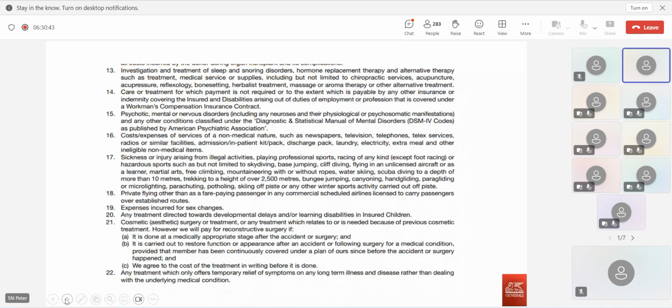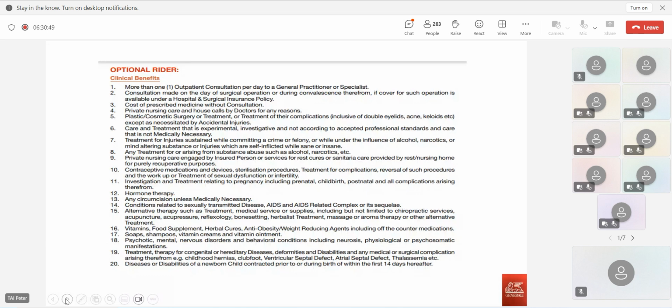Okay, again, exclusion, continue. Under the optional rider, we also have exclusions. These are the exclusions that are down there. Again, there are a lot of conditions down there.